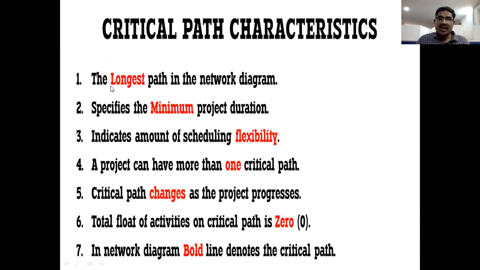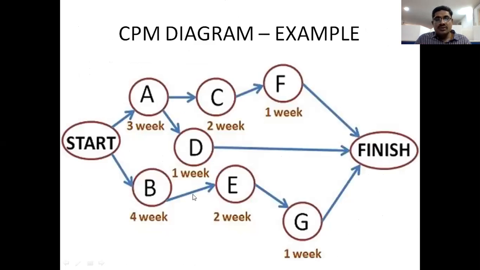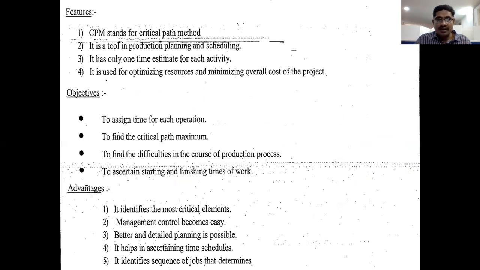Another characteristic of CPM is that we can find out the longest path, and the minimum path also. So the longest path and minimum path of CPM diagrams we can easily find out. It is related to scheduling and the flexibility of each and every activity. And next, a project can have more than one critical path. So these are a few features, objectives, and benefits of the CPM diagram.